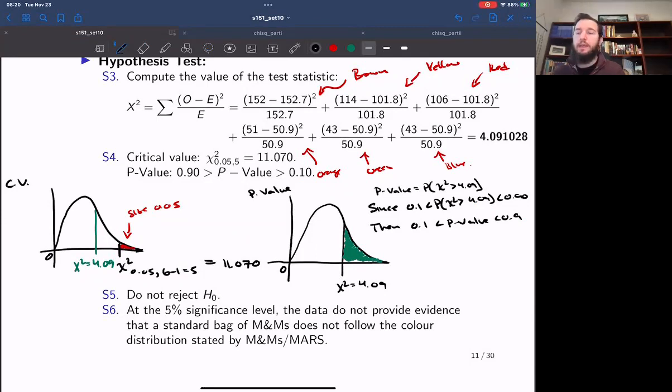That is to say that at the 5% significance level, the data do not provide sufficient evidence that bags of M&Ms are not going to occur in proportions of 30% brown, 20% orange, 20% yellow, 20% red, 10% orange, 10% green, 10% blue. So there's no evidence that this is not the distribution of colors for M&M chocolates. Okay, so that is a goodness of fit test. Does anyone have any questions?